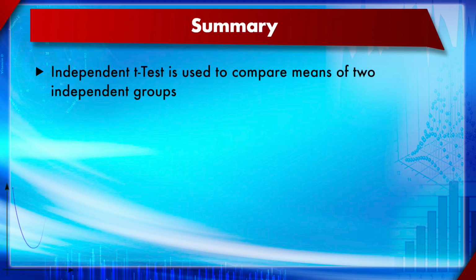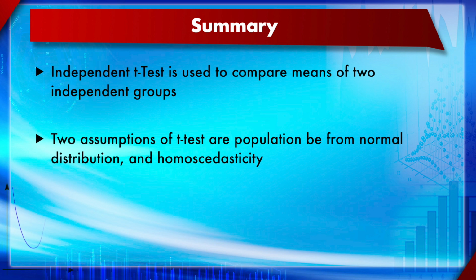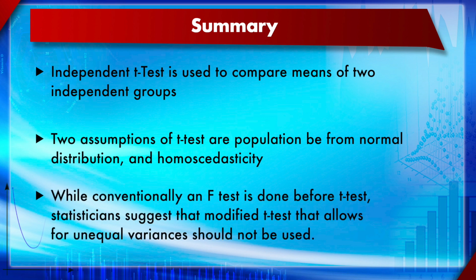In summary, the independent t-test is used to compare the means of two independent groups. The two assumptions of the t-test are that the samples came from a population that follows a roughly normal distribution, and homoscedasticity, meaning both groups have more or less equal variance. While conventionally the f-test is done before the t-test, statisticians suggest that the modified t-test that allows for unequal variances should not be used. So there is virtually no point in going for an f-test.